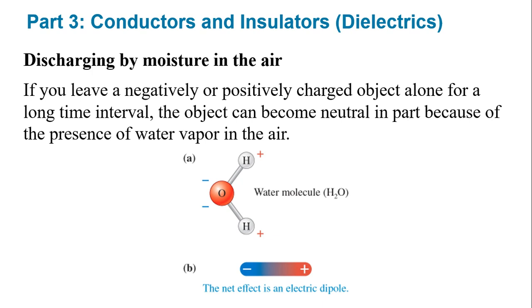Discharge by moisture in the air. If you leave a negatively or positively charged object alone for a long time interval, the object can become neutral, in part because of the presence of water vapor in the air. You have a water model, and the net effect is an electric dipole, so it sort of neutralizes it out. This isn't really that important, but we still put it in there.